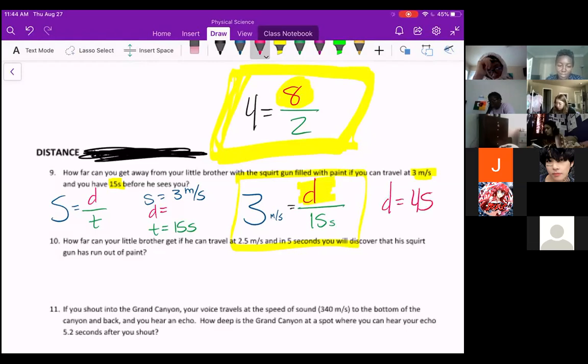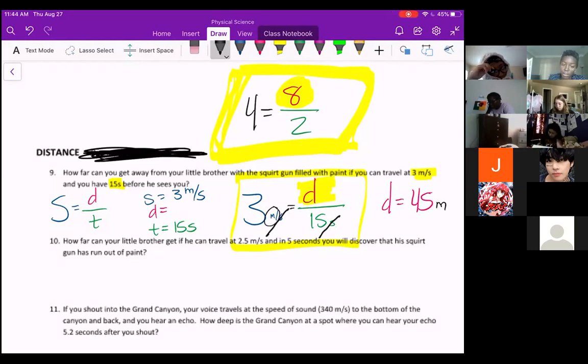This is a distance. So what's our unit gonna be? Meters. Meters, very good. Look, this seconds right here in the bottom cancels out with the seconds right here. So the only thing left is this meters. So this is 45 meters.